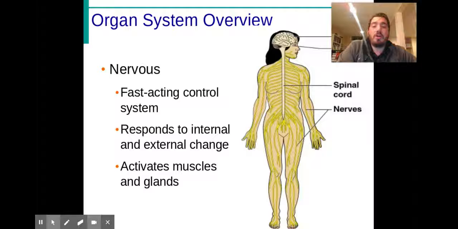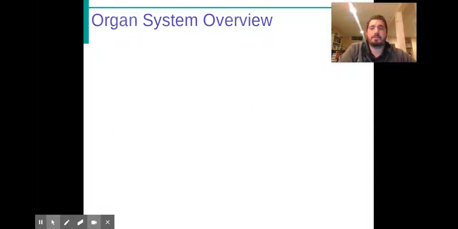For the nervous system, this is our control center. It's a fast-acting control system. It responds to changes outside the body and inside the body, and it controls all of our muscles, our glands, everything. It's made up of things like our brain, spinal cord, and nerves, but really it is the control center.